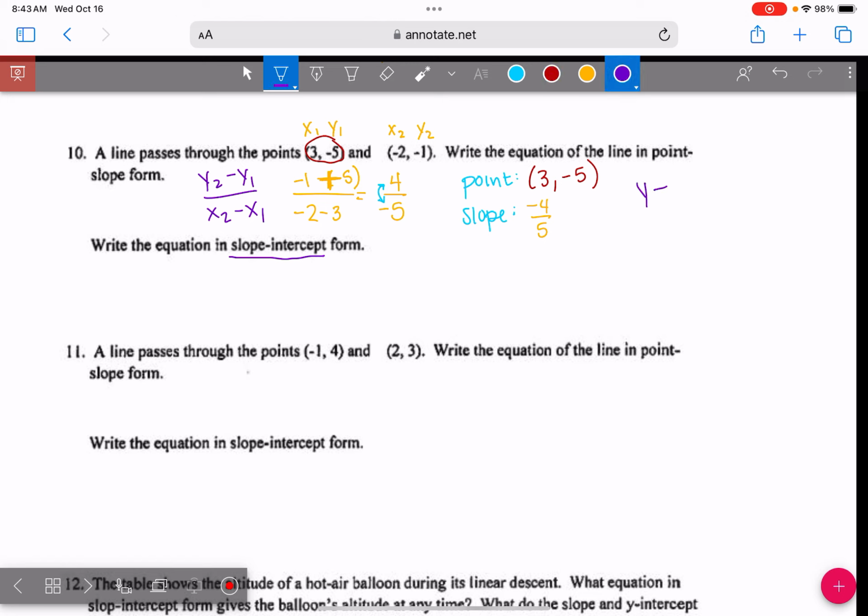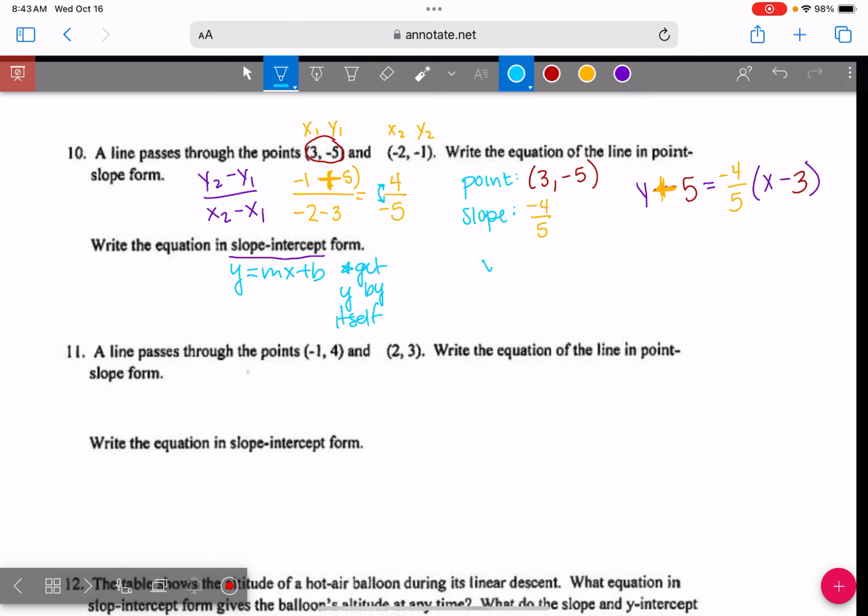So I have y minus, let me keep my colors the same like I've been doing, y minus my y1 value equals my slope, -4/5, times, in parentheses, x minus my x1 value, which was 3. So there's my point slope form. Again, I'm going to make this into a plus. Next step here is to get in slope-intercept form, or y equals mx plus b. So in other words, I need to get y by itself.